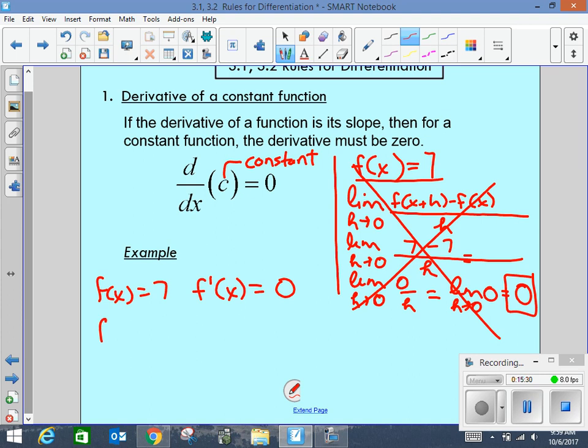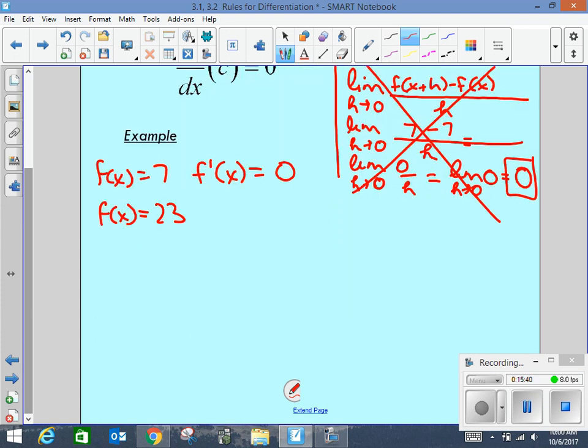Okay? F of x is my favorite constant, number 23. A lot of things happen in my life on the 23rd. Okay? My first son was born, and our anniversary is the 23rd. So, what's f prime of x? 0. Okay? F of x is any constant. F prime of x is 0.